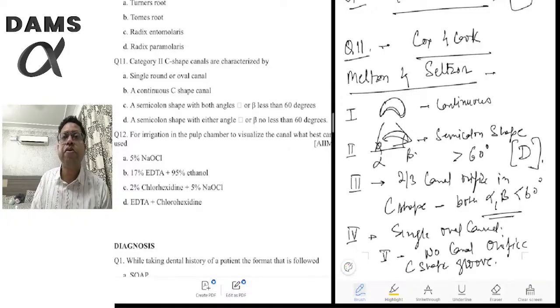The question is asking you about type 2. And as an add-on, you have to remember that two angles alpha and beta are described for category 2 and category 3. In category 2, both angles are greater than 60 degrees or either of the angles is greater than 60 degrees. But in category 3, both the angles alpha and beta are less than 60 degrees. This is the distinction between category 2 and category 3 you have to remember. And also that the most common teeth to display C-shaped root canals are mandibular second molars.